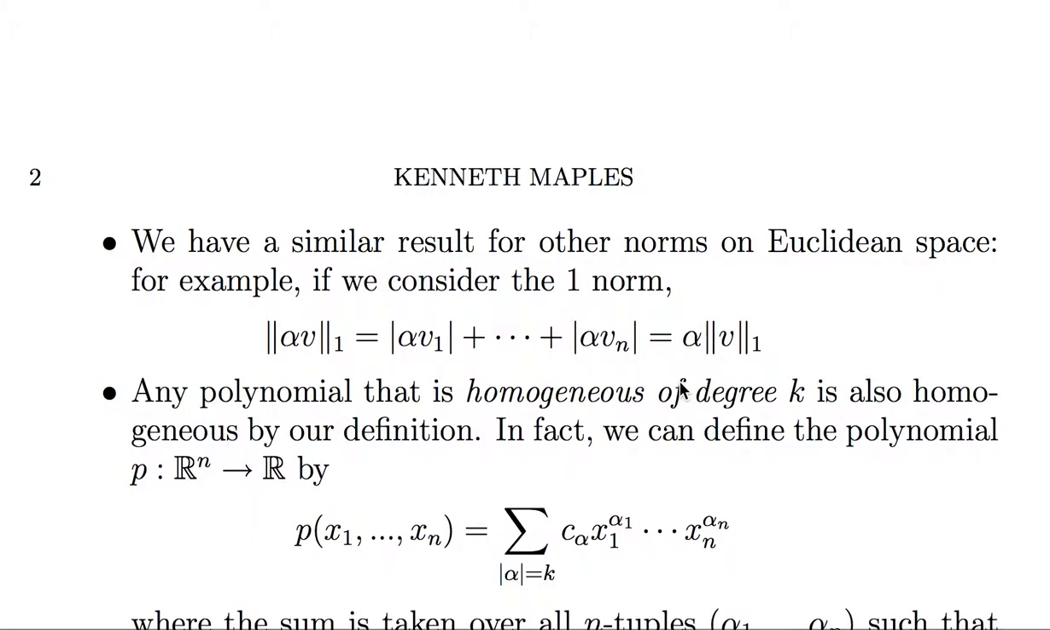So we have a similar result for other norms in Euclidean space. For example, if we consider the 1 norm, the norm of alpha v is the absolute value of alpha v1 plus the absolute value of alpha v2 and so on, which is the same as alpha times the 1 norm of v. So the homogeneity degree is again 1.